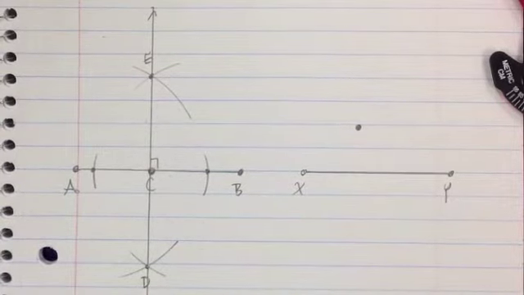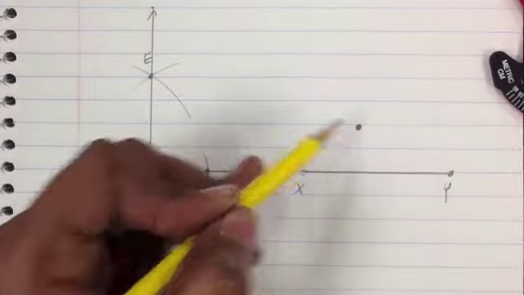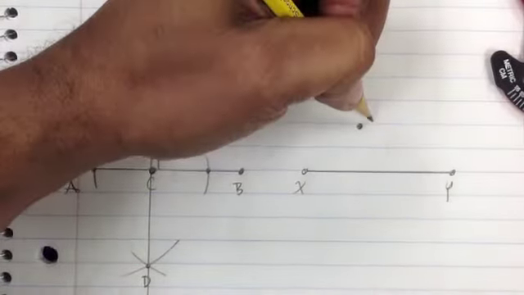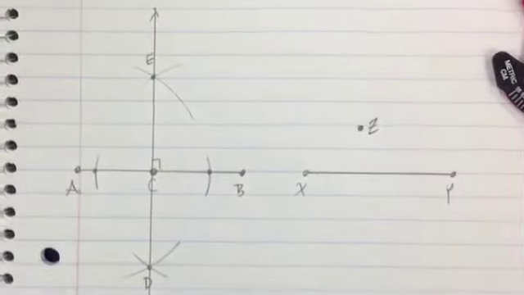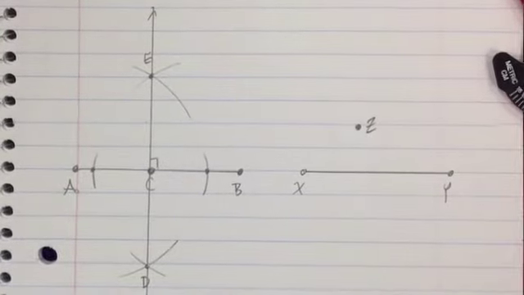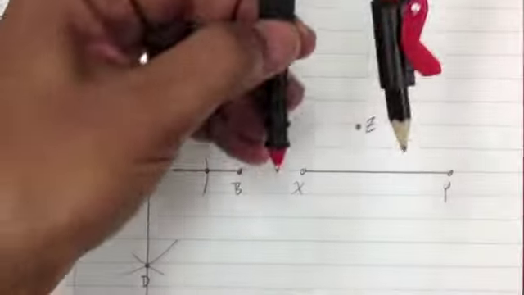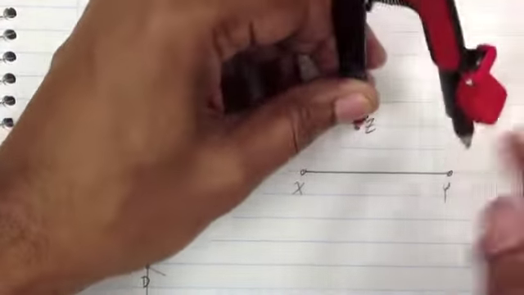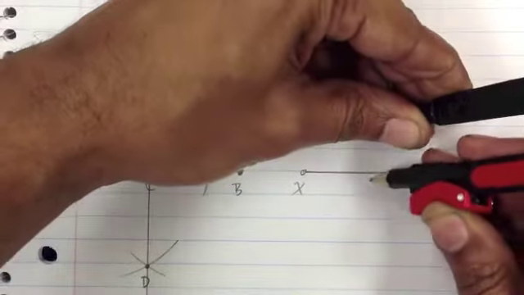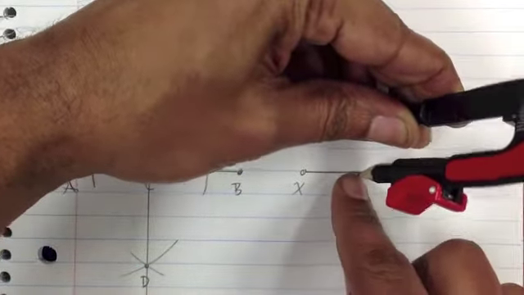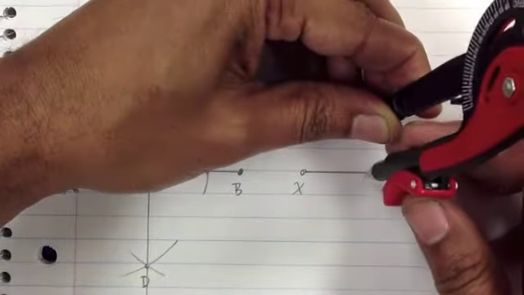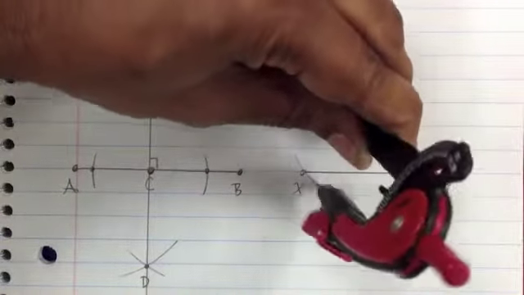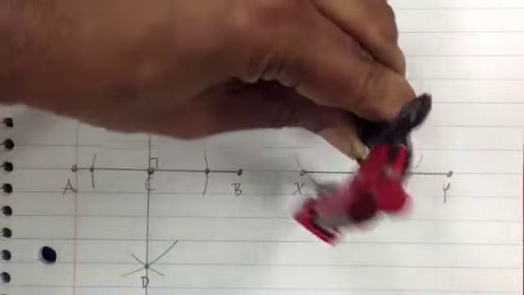Now let's look at the figure at the right. We have X, Y, and a point not on the line. Let's label that point Z, so you know what I'm talking about. We're going to put the point of our compass here on Z. Make sure that our compass is past the distance from the point to the line. So I'm going to go out a little bit, and let's make a nice smile.